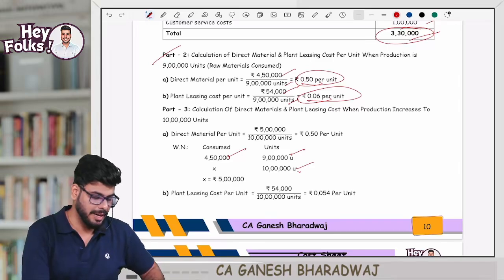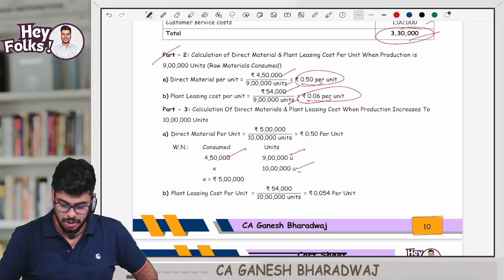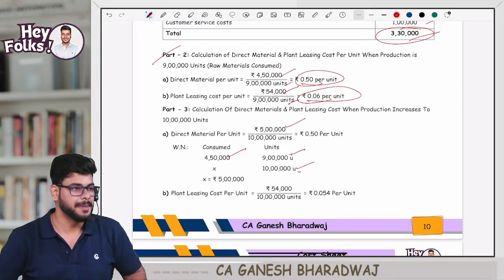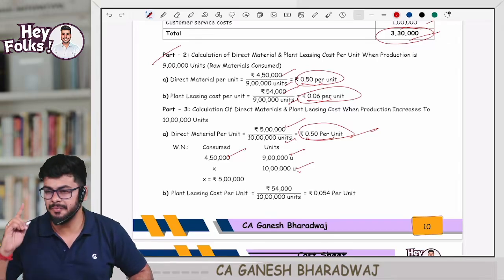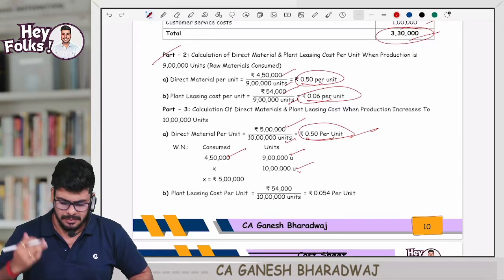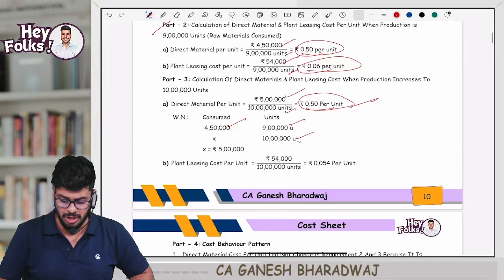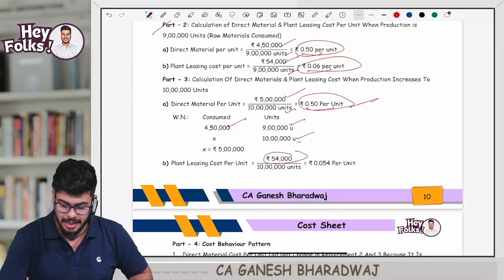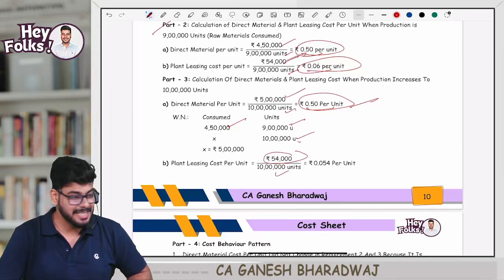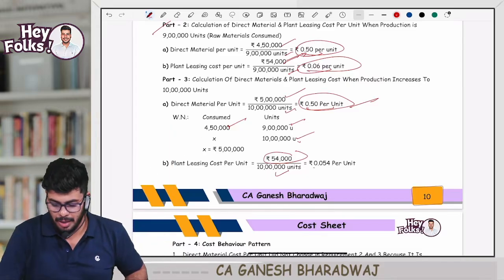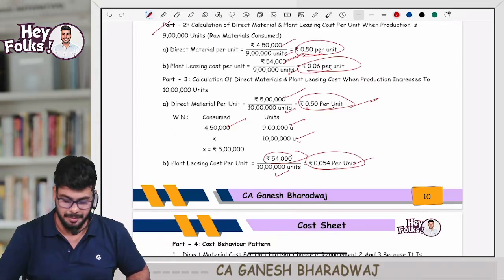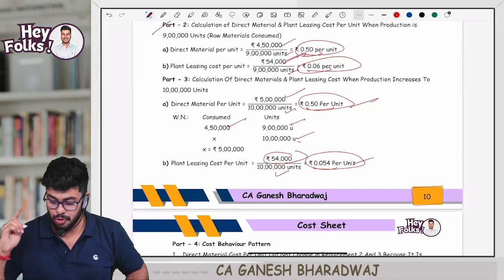So take your calculator. 4,50,000 is for 9 lakh, so how much is it for 10 lakh? You get 5 lakh rupees. Now 5 lakh rupees is the cost for 10 lakh units. So the per unit cost remains as 0.5 per unit. Clear? Similarly, what happens to your plant leasing cost? It remains the same in total. It continues to be 54,000, but it is being shared by more units. Why? This is actually a fixed cost. So the per unit cost becomes 0.054 per unit.